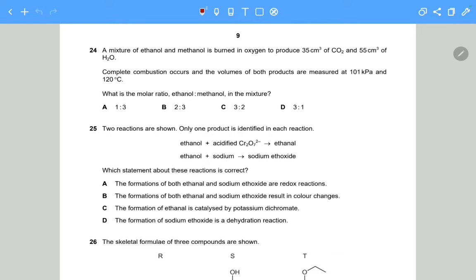So first we write out the balanced equation for the combustion of both methanol and ethanol to get somewhere. So we write them down here. CH3OH plus O2 gives CO2. I'll balance this here as well. So CO2 plus 2H2O. And the second balanced equation is C2H5OH plus 3O2 gives 2CO2 plus 3H2O.